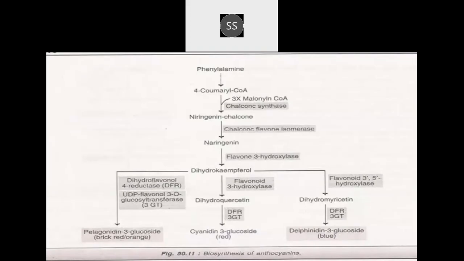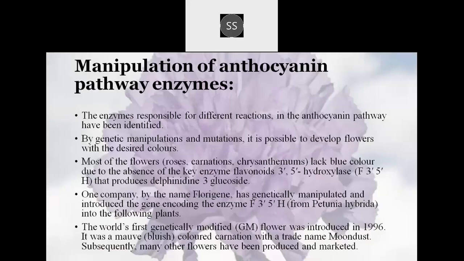This one is the biosynthetic pathway for the anthocyanin pigments. After formation of dihydrokaempferol, different enzymes work differently on the dihydrokaempferol and produce different coloration, for example pelargonidin 3-glucoside, cyanidin and delphinidin. For delphinidin production, there is a requirement of flavonoid 3,5-hydroxylase, which is lacking in carnations, roses, lilies, and chrysanthemum. So scientists introduced the flavonoid 3,5-hydroxylase gene into the carnations and produced a series of carnations, various shades of carnations.